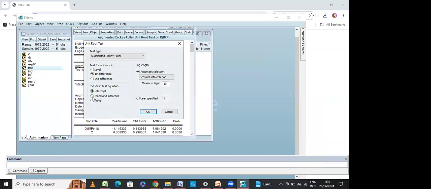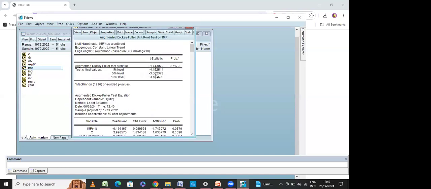So intercept, trend, even none, because a lot of papers, if you look, different researchers are using different kinds of unit root tests. Even I can select my level here, and now checking here.